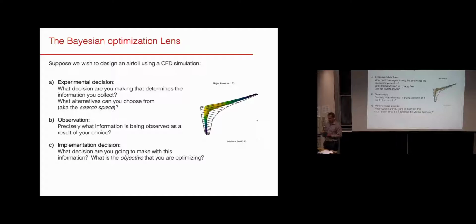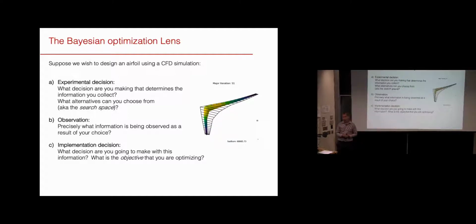The second item is the observation. Suppose you conduct an experiment, you evaluate this design in a wind tunnel or in a CFD simulation. What do you get back? What's your observation? In general, this would be a vector, right? But for today, let's just suppose it's a scalar value.